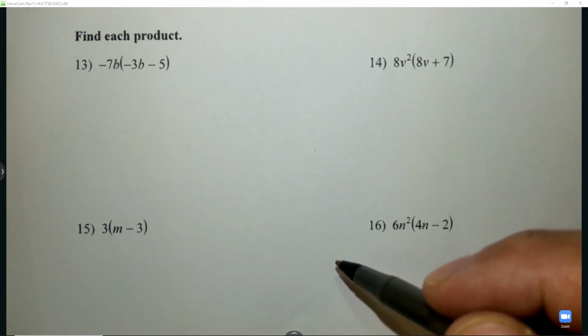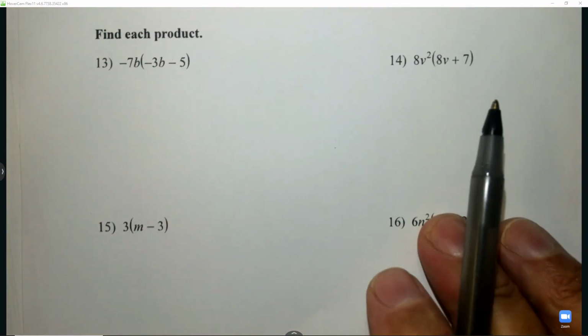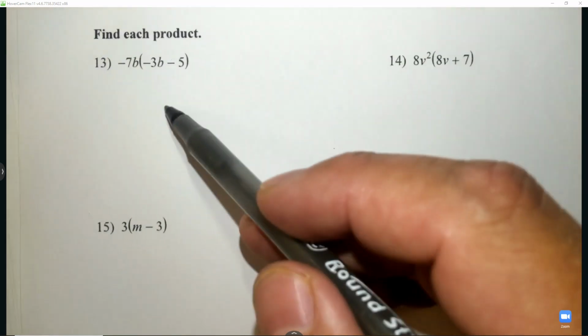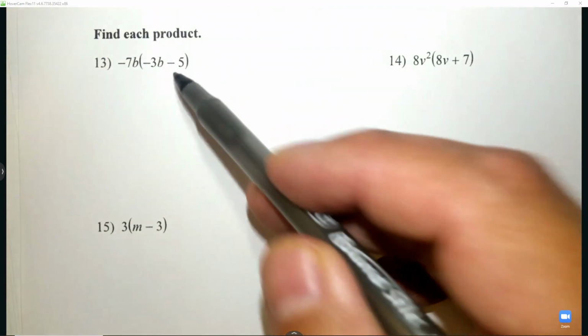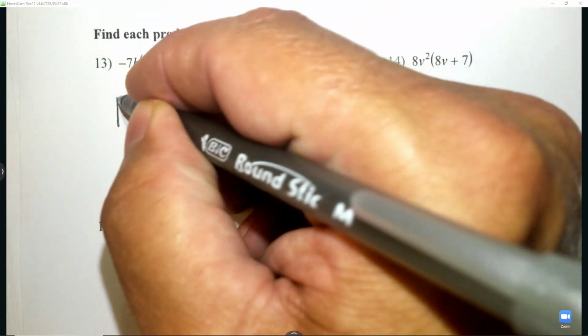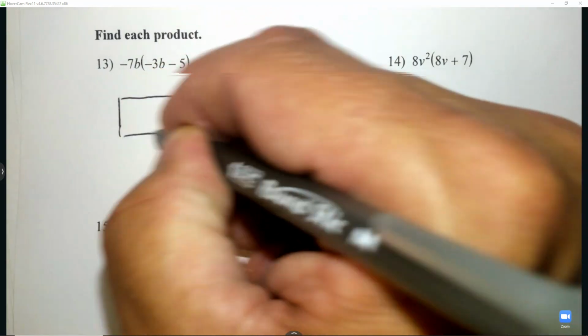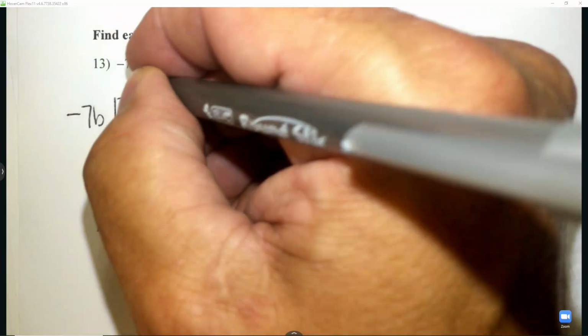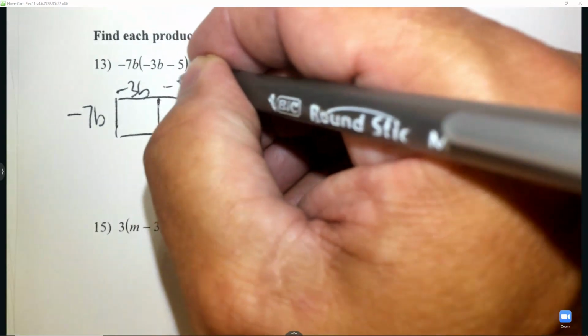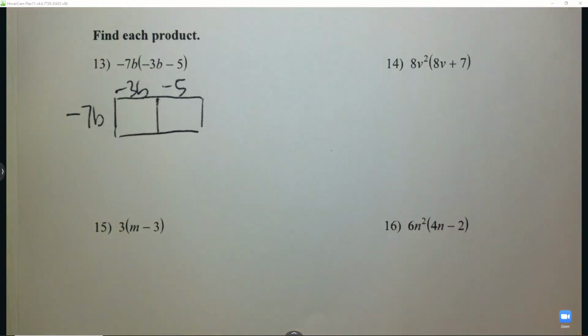All right, here are your solutions to your homework. Can you multiply these polynomials? There are two ways to do this, but I'm going to stay consistent and draw a rectangle to do this. So I'm going to have negative 7b, and I'm going to have negative 3b minus 5, and I'm going to multiply to find each square.